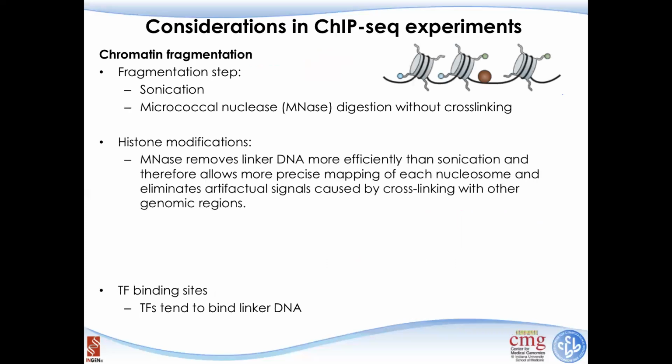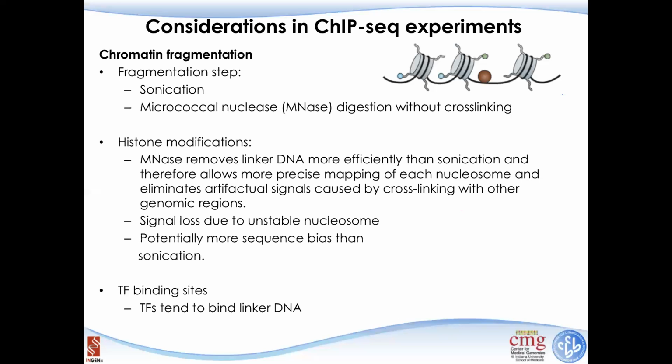Another thing we have to think about in the ChIP-seq experiment is chromatin fragmentation. As we showed before, it's in the first step, how we do fragmentation. So we have two ways. I should put up a slide to remind you. Two ways: one is sonication, the other one is MNase digestion without cross-linking.